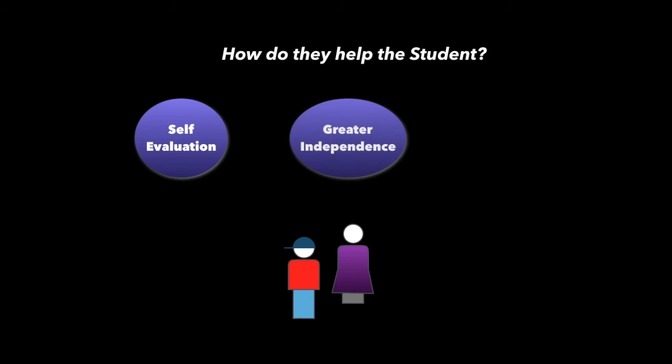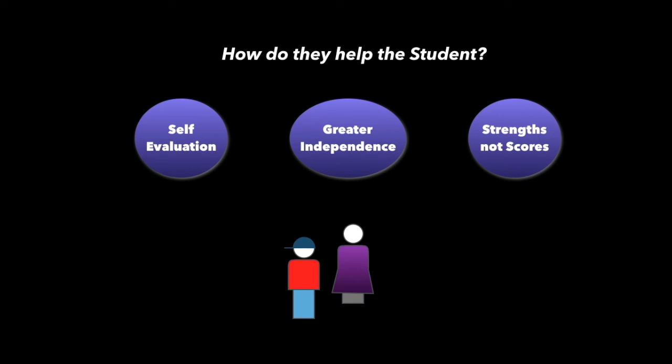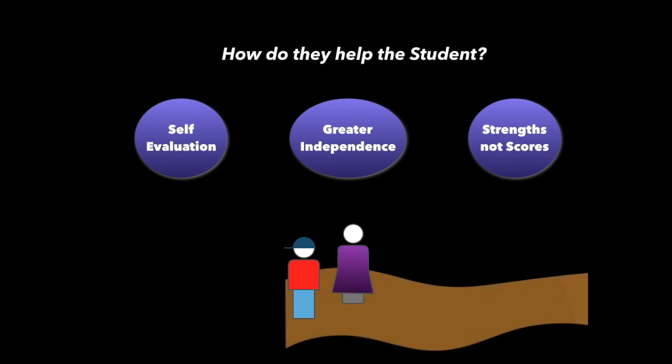The other thing that it helps with is greater independence. We want our students to be able to become more independent, and that portfolio is a big deal for that. And finally, we want to focus on strengths, not on scores. And that's what students with disabilities need, is they need to know they do have strengths, that the disability doesn't rule their lives.